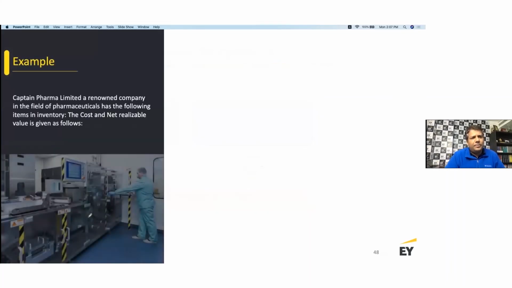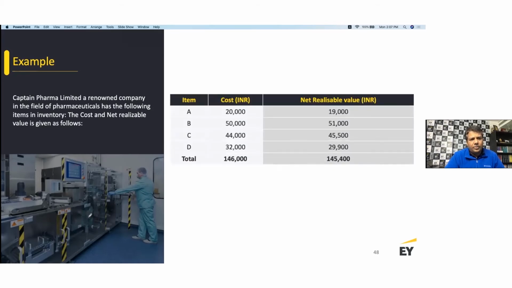Okay, let's look at an example. Captain Pharma Limited, a renowned company in the pharmaceutical field, has the following items in inventory. The cost and net realizable value are given as follows. A: 20,000, net realizable value 19,000. B: 50,000, 51,000. C: 44,000, 45,500. D: 32,000, 29,900. That's my total cost. Now, determine the value of inventory on an item by item basis or on a group basis.